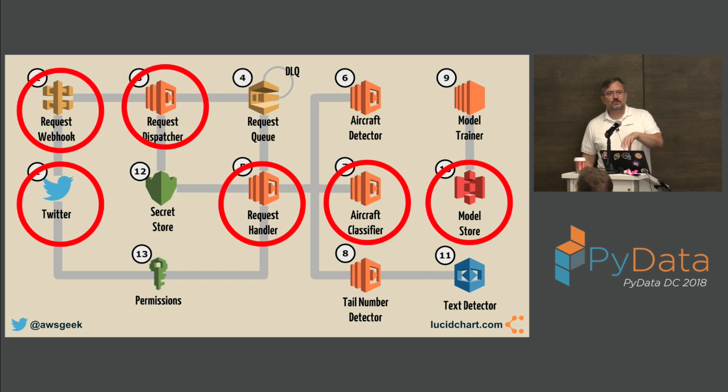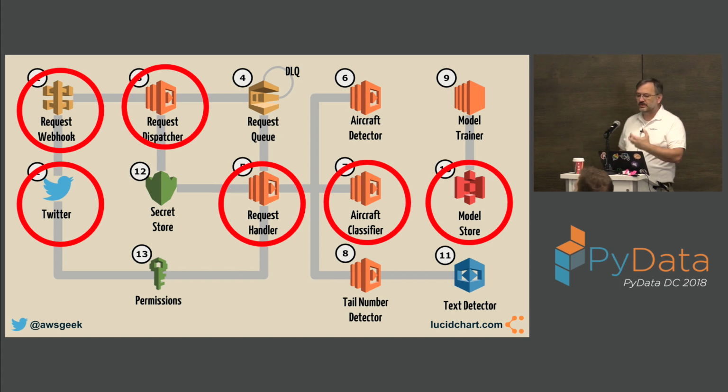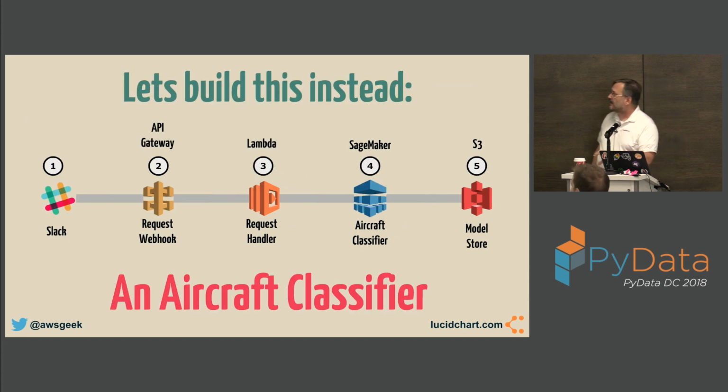So what this tutorial today is going to do is focus on this main path through here, and that is the endpoint, which is Twitter. We're going to use Slack instead. We're going to use number 2, API Gateway, and some Lambda functions. And ultimately, we're going to build this right here. We have just enough time for me to walk through this and build this.